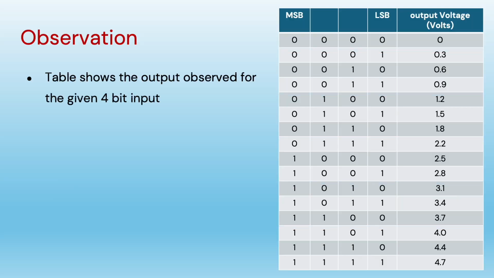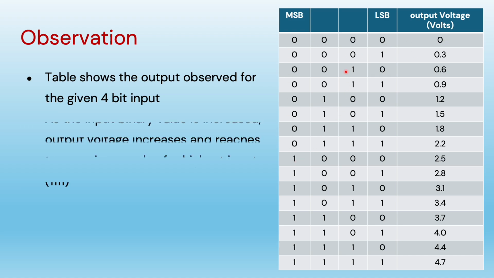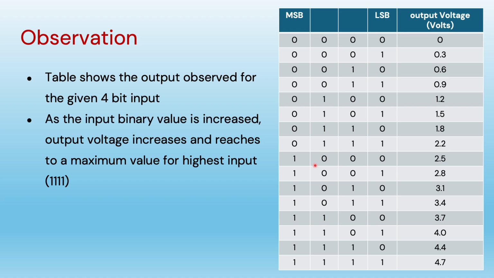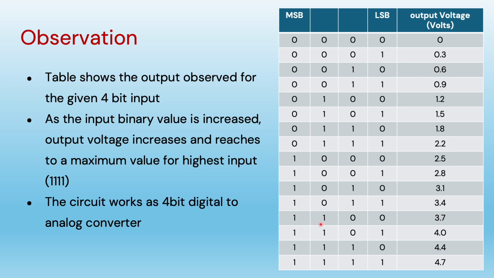We have observed in this experiment that when the digital 4-bit input is applied, the output value is proportional to the digital input given. As the input binary value increases from all zeros to all ones, the analog voltage increases from 0 volts to the maximum value, that is 4.7 volts. And thus this circuit works as a 4-bit digital to analog converter circuit.